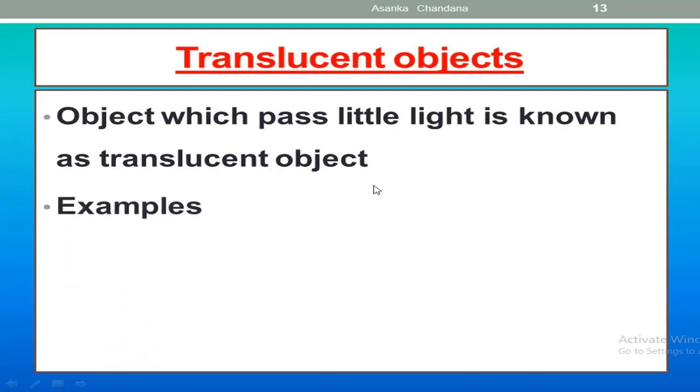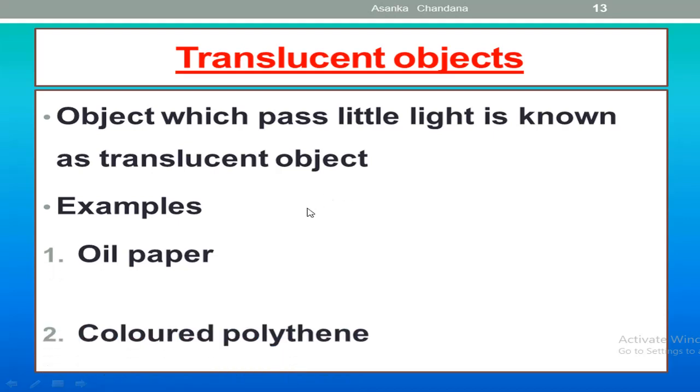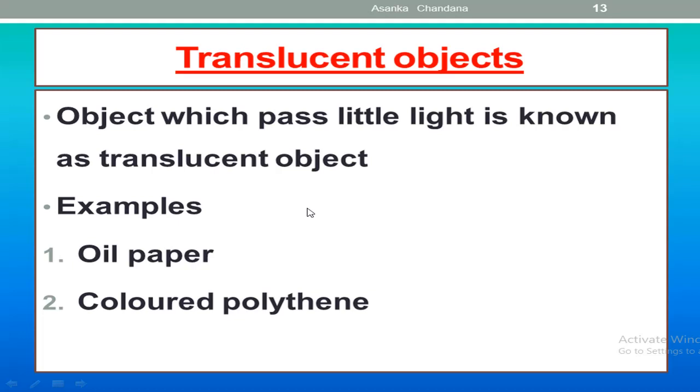So what are the examples for the translucent object? The first one is oil paper. The second one is colored polythene. In oil paper and colored polythene, light passes only a little bit. Therefore, things on the other side of the oil paper cannot be seen clearly, because only a little light passes through this object. Now we have learned what a transparent object is and what a translucent object is.